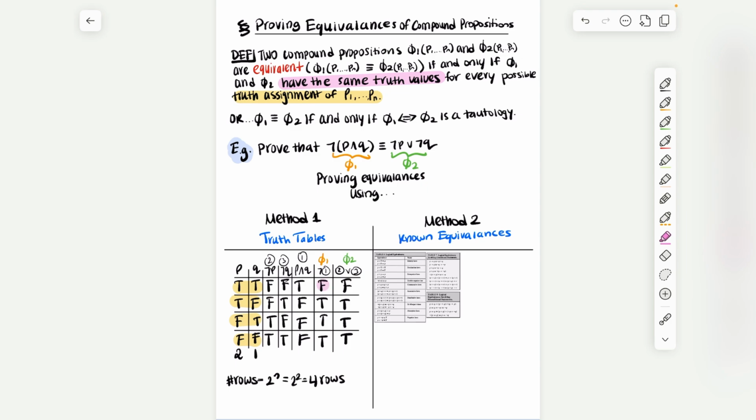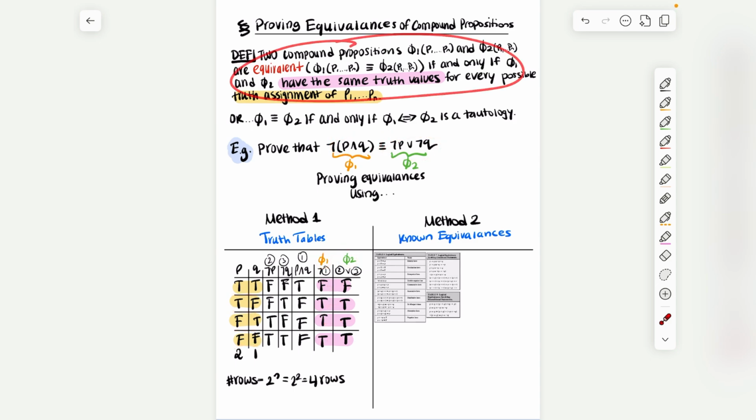In other words, if this is false, this should be false. If this is true, this should be true. If this is true, this should be true. If this is true, this should be true. And they are. So because this compound proposition and this compound proposition have the same truth values for every possible truth assignment of P and Q, we can say that yes, these compound propositions are equivalent.